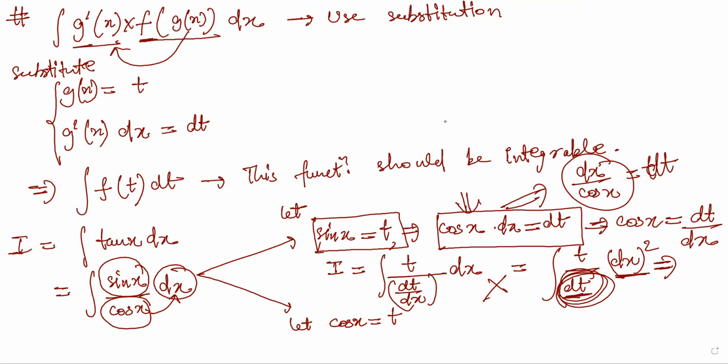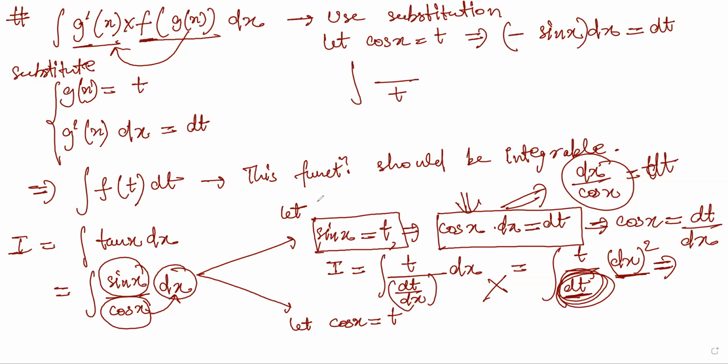So let's approach this question from the second strategy, that is, put cos x as t. If you put cos x as t, then we have minus sine x dx. The differentiation of cos x is minus sine x, so minus sine x dx is dt. Now see, we have sine x into dx, so that is a good substitution. That is how we should approach this problem. So this is t, and sine x dx would be minus dt.